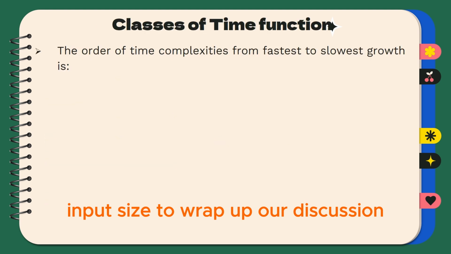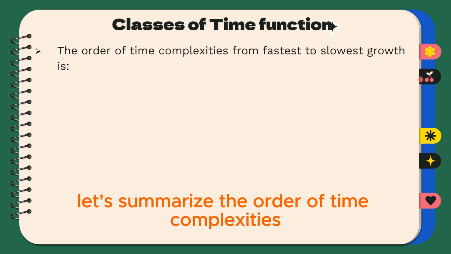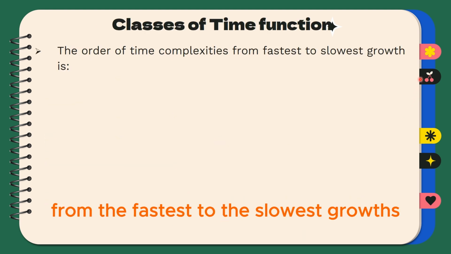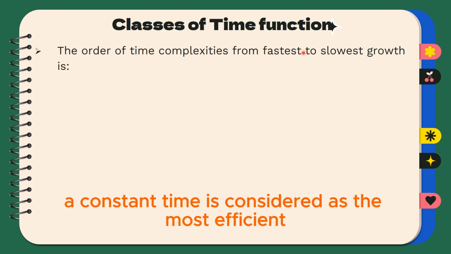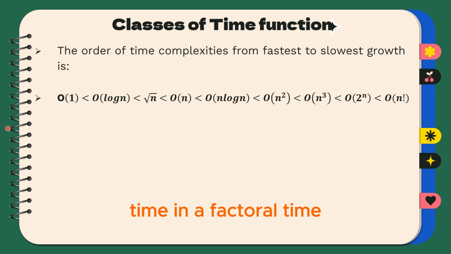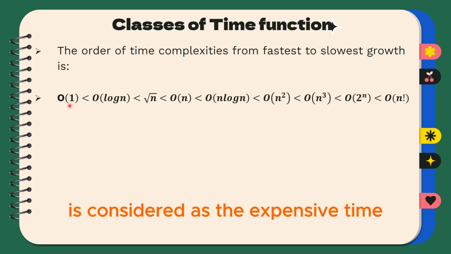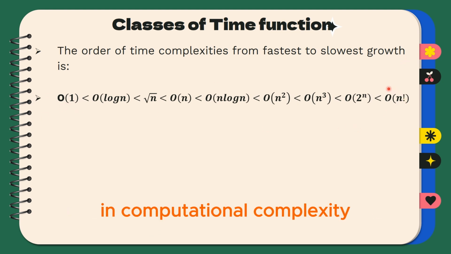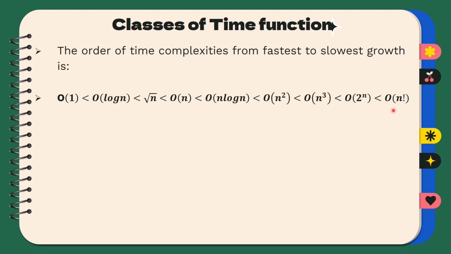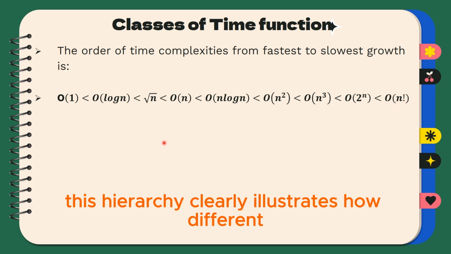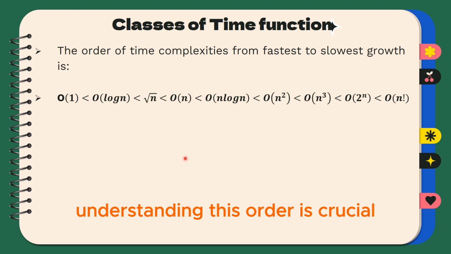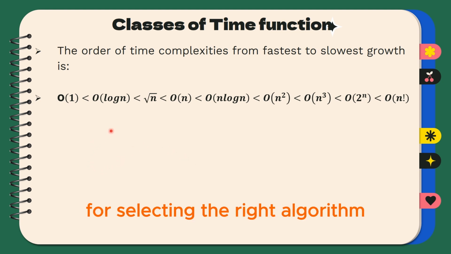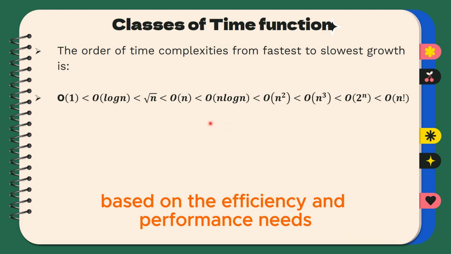To wrap up our discussion, let's summarize the order of time complexities from the fastest to slowest growth. Constant time is considered the most efficient and factorial time is considered the most expensive in computational complexity. This hierarchy clearly illustrates how different time complexities scale with increasing input size. Understanding this order is crucial for selecting the right algorithm based on efficiency and performance needs.